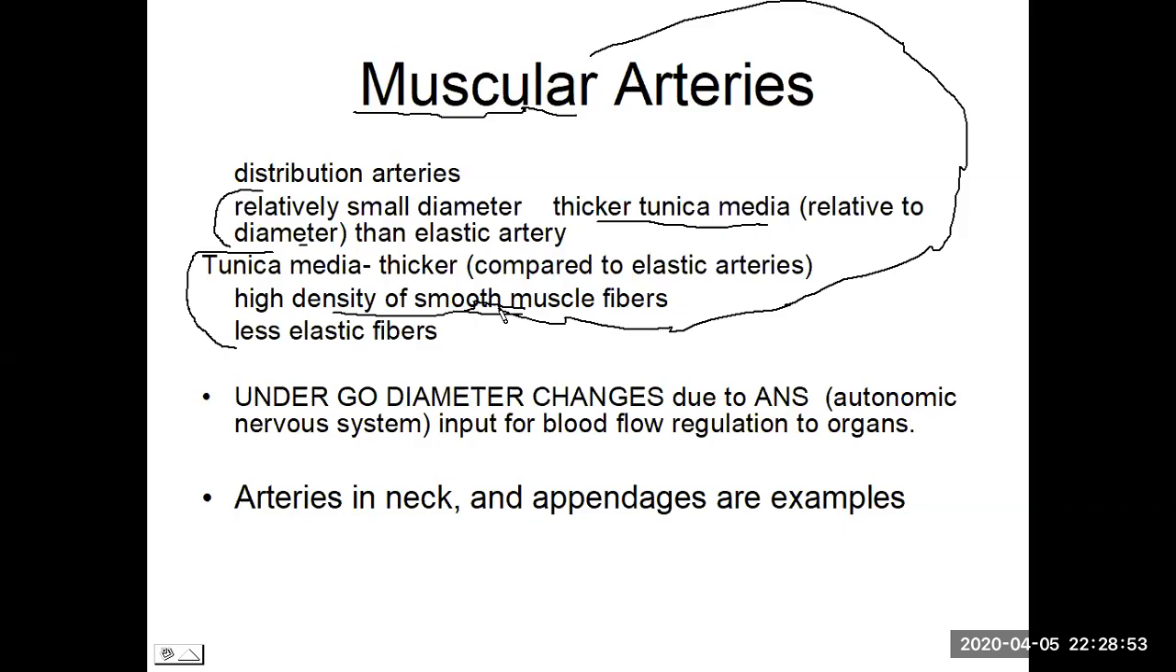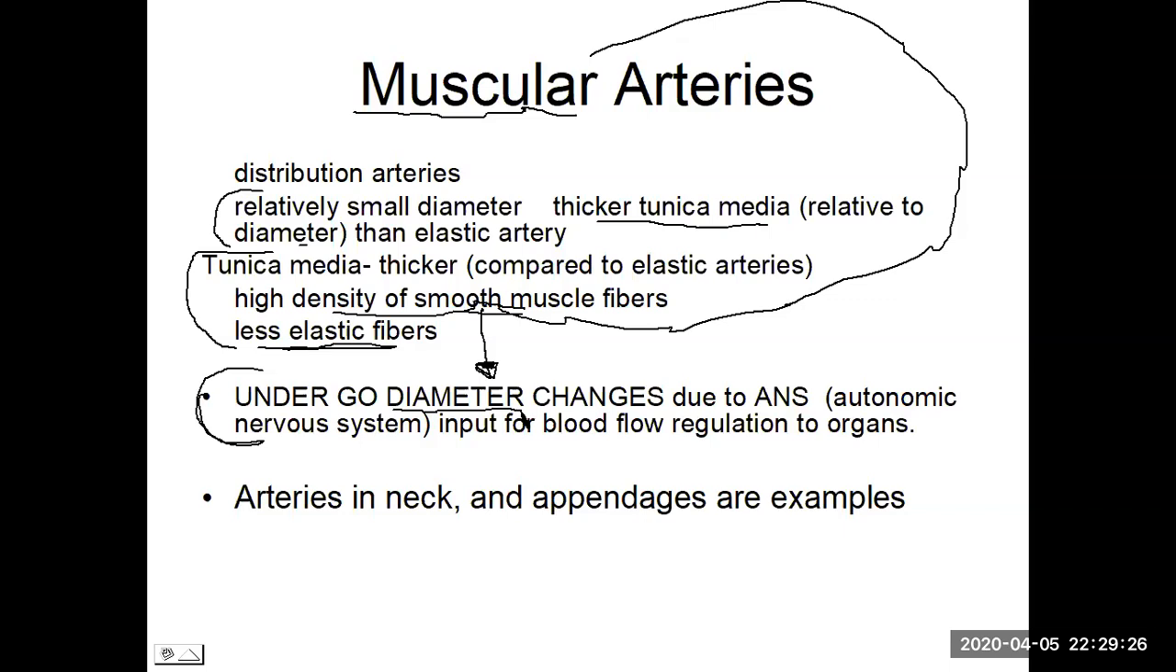And we now have a higher percentage of smooth muscle in the tunica media, and we're sacrificing, having a decreased amount of elastic fibers. Since these arteries are now further away from those strong contracting ventricles, they have a different purpose, using their smooth muscle. And with more smooth muscle, there's now more ability to regulate the diameter of the arteries.